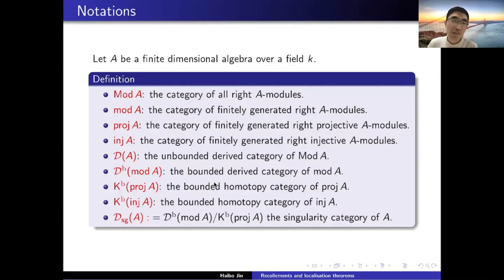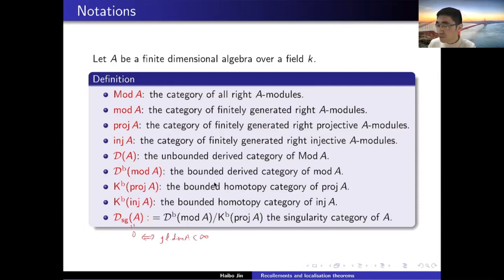I use the following standard notations: mod A, proj A, and D(A), the unbounded derived category. The singularity category is defined as the Verdier quotient of the bounded derived category over the bounded homotopy category of finitely generated projective modules. Just a remark: if this is 0, it means the global dimension of A is finite.